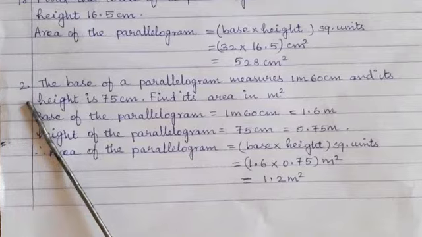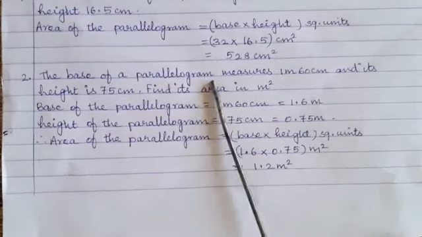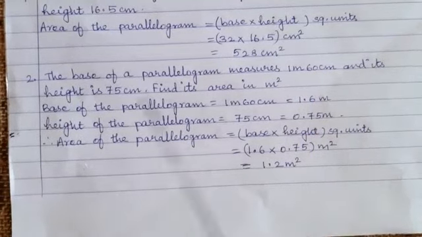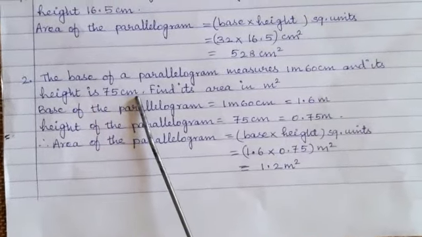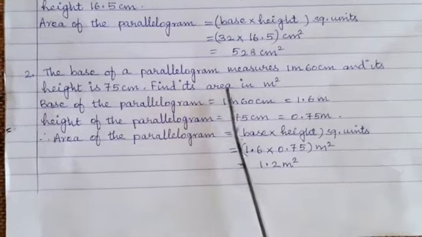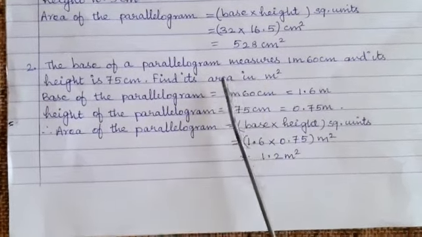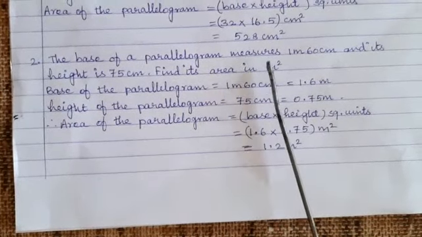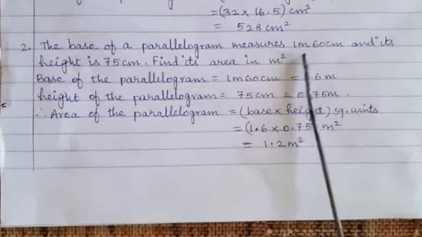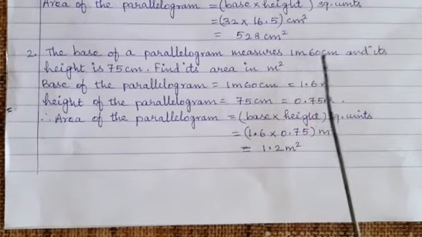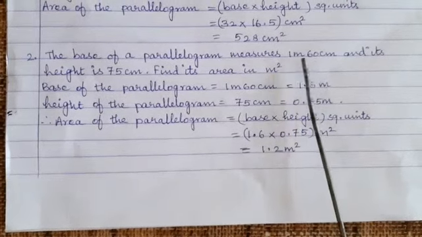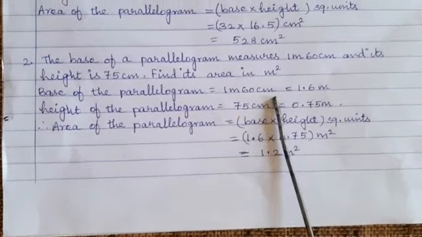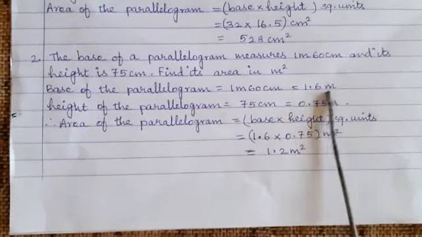Question number 2. The base of a parallelogram measures 1 meter 60 cm and its height is 75 cm. Find its area in meter squared. So what is given in the question? You have to find the area of a parallelogram and your answer should be in meter squared. Here base is given 1 meter 60 cm. So first convert this into meter. So base of the parallelogram is equal to 1 meter 60 cm, after converting, 1.6 meter.